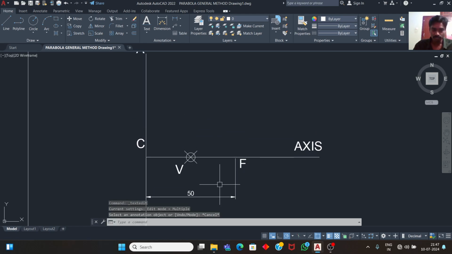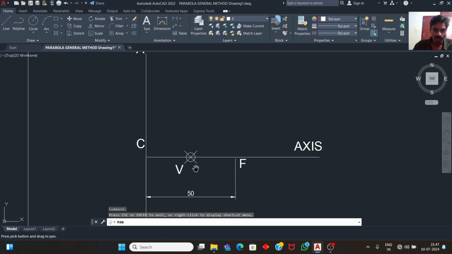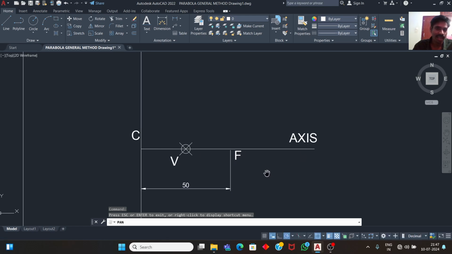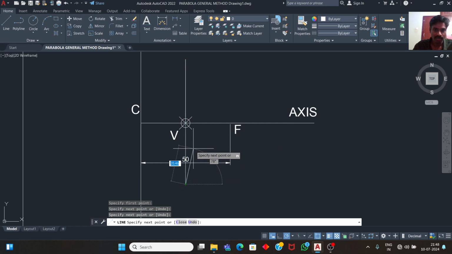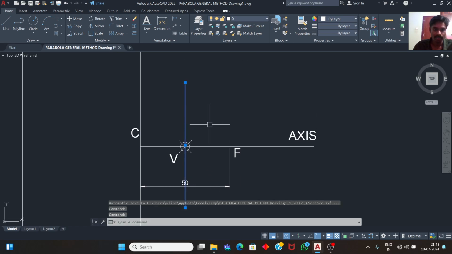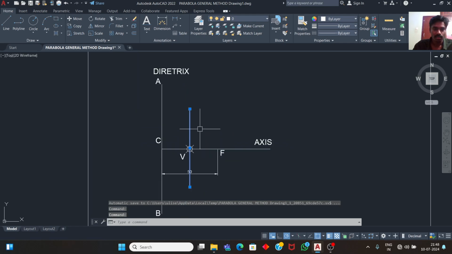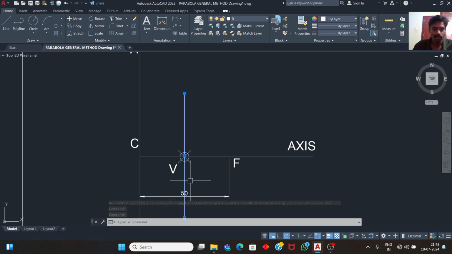Next, after this vertex, we need to draw perpendicular lines to this axis line. So for that, first of all, we need to draw a vertical line through this vertex.